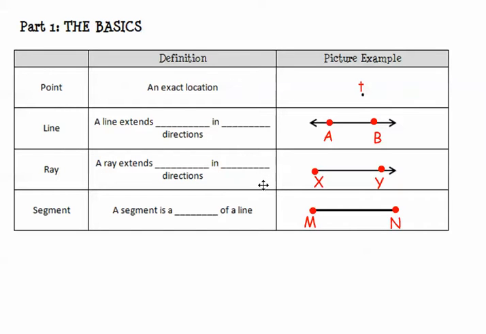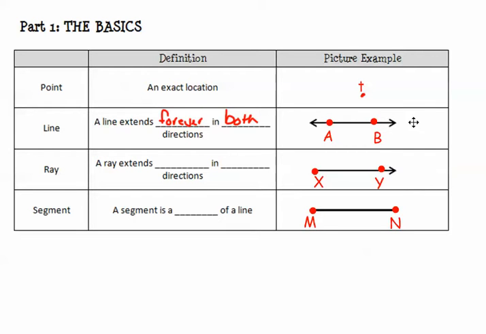So let's look at just the basics: a line, a point, a ray, and a segment. A point is just a single dot. It's just a single exact location on a line, a ray, or a segment. Okay, so it just looks like that. A line, a line extends forever in both directions. Okay. You know that a line extends forever because it has those arrows on both sides.